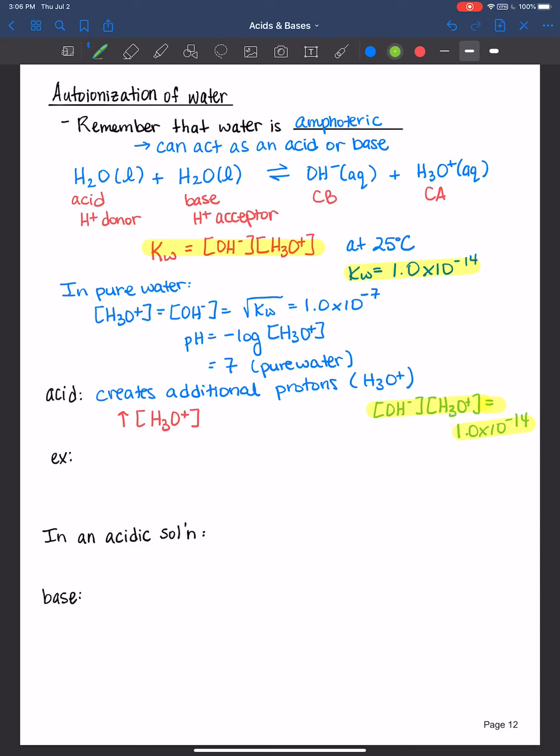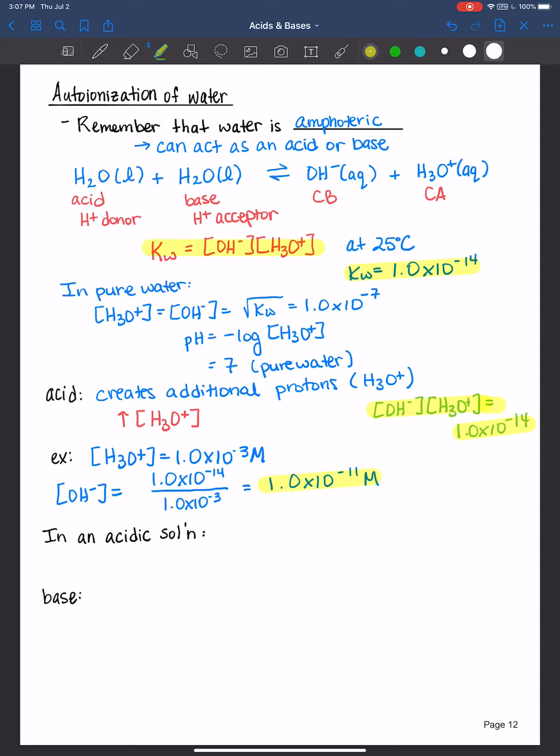All right, so for example, let's say I have a beaker with hydronium ion concentration of 1 times 10 to the negative third molar, and I wanted to solve for the hydroxide ion concentration. Then I would use this equation and rearrange it to solve for the hydroxide ion concentration. So that'd be 1 times 10 to the negative 14th divided by the hydronium ion concentration, which is 1 times 10 to the negative third. So in this beaker, my hydroxide ion concentration would be 1 times 10 to the negative 11th molar. So essentially we can use the autoionization of water, the equilibrium constant expression of Kw, to figure out the concentration of the hydronium ions in solution or the concentration of the hydroxide ions in solution if we're given one and not the other.